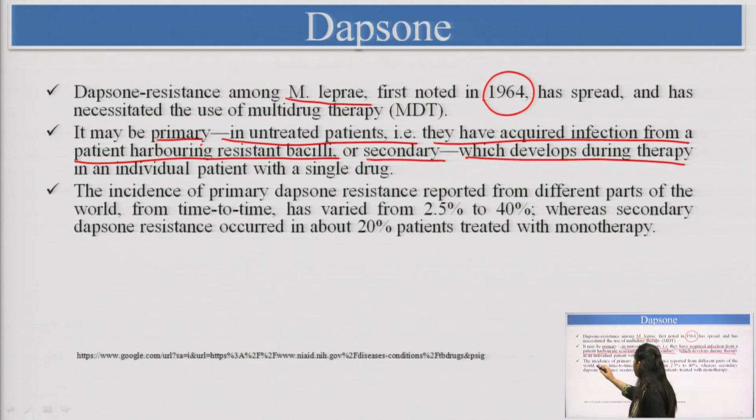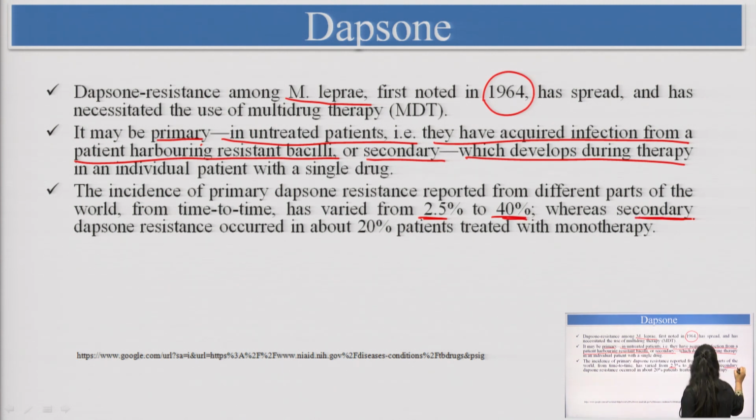Now we will see the incidence of primary Dapsone resistance. So what are the numbers? It varies from 2.5 to 40%. Whereas if we see the secondary, meaning the resistance which developed during the therapy, it accounts for 20%. So the chances of acquiring the resistance are higher in this category.